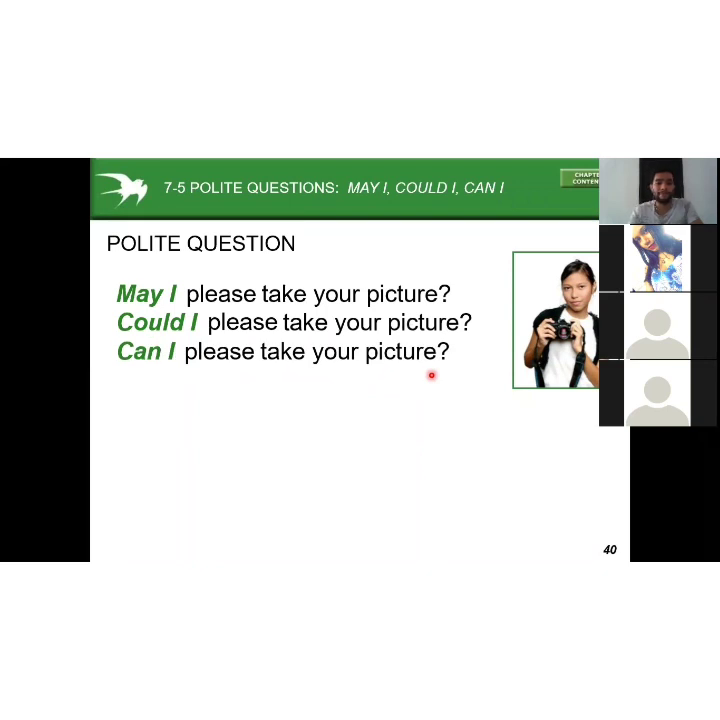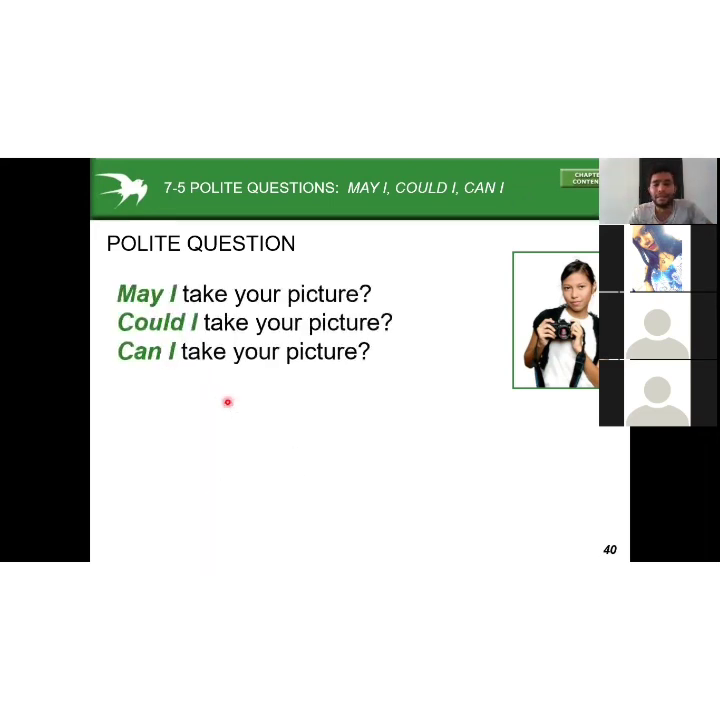Now, this is similar to the first one. Please is not at the end. Please is in the middle. I told you that this is possible, but it's not very common. Now, when we use this, we better just eliminate please, and do something like this. May I take your picture? Could I take your picture, or can I take your picture? It's straight to the point without using please. Use please only to soften the question or to soften the request.